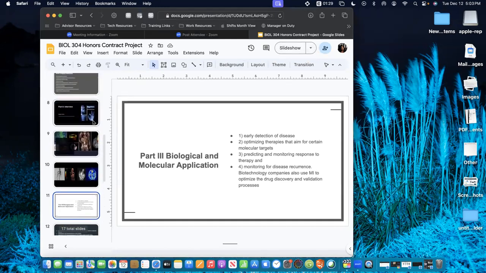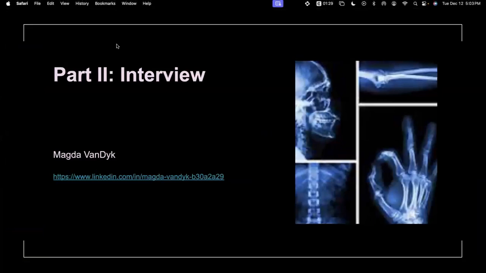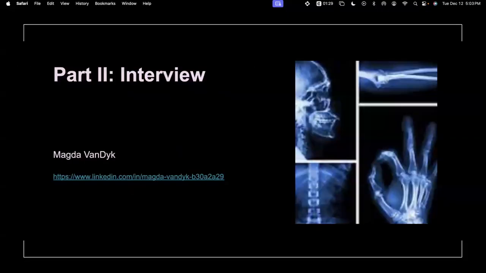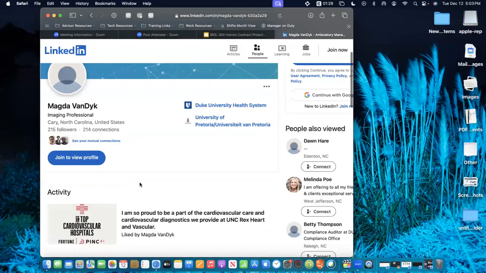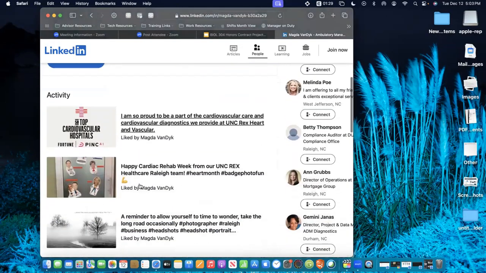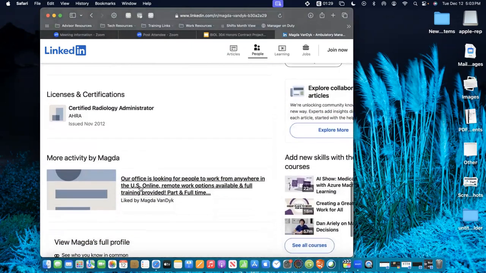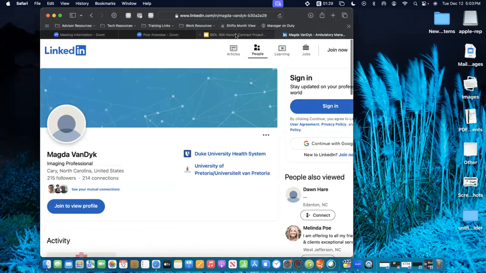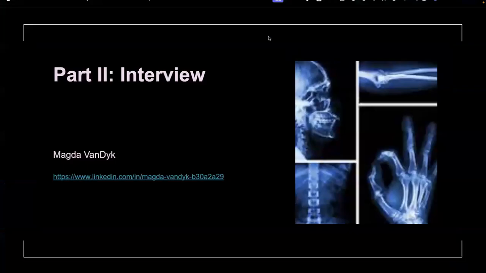And just in case we skipped over the screen sharing for part two, here are the images. We also included the LinkedIn profile of our imaging professional, a deep dive into the field of radiology. And I also included my own LinkedIn profile, which I will be willing to share by the end of this presentation.